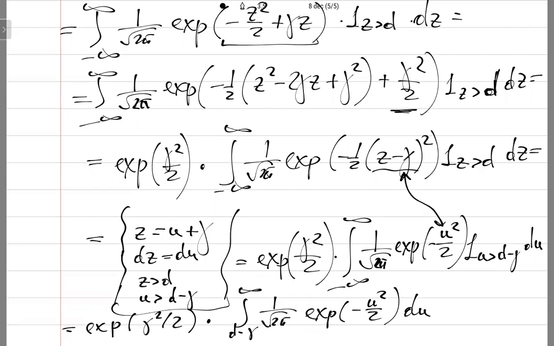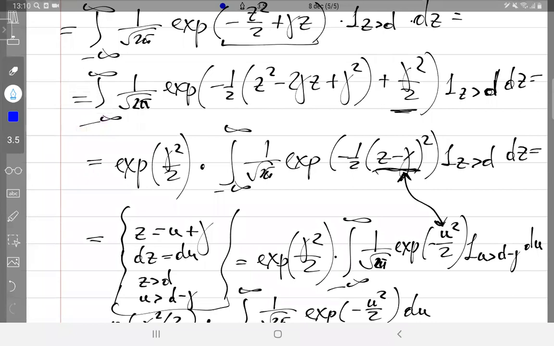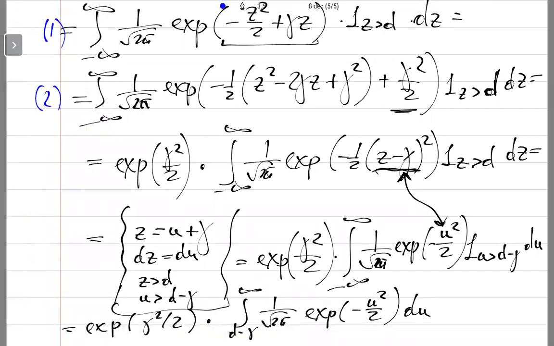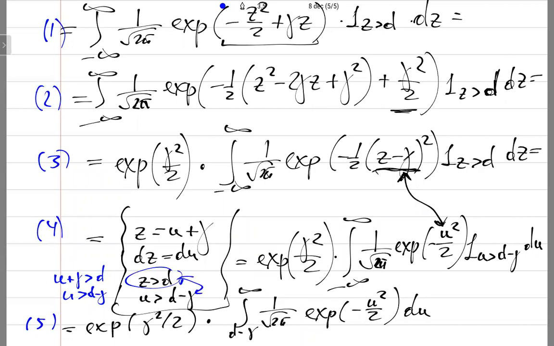Any questions? Because we are almost done. We have almost finished the calculations. I don't understand why we decided to write that Z is u plus gamma. To have u there, just to make u there. Okay, and I don't understand why u is greater than d minus gamma. Because Z is greater than d, just plug in: u plus gamma is greater than d, so u is greater than d minus gamma. So that's the same thing. Okay.